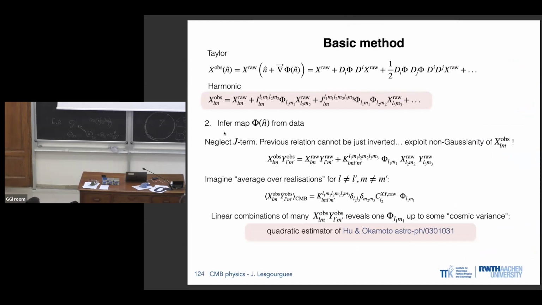For this purpose, you can neglect this order and focus on this part of the equation, and you would say, okay, I would like to invert this relation and get phi Lm on the left. You cannot do this because you measure Lx ops, but you don't measure Lx rho. So you don't know X rho, so you have to work harder. And the idea will be to exploit the fact that this term is making the observed field non-Gaussian.